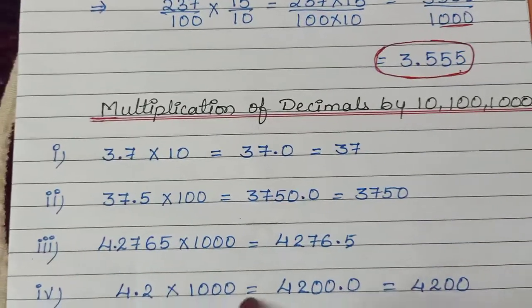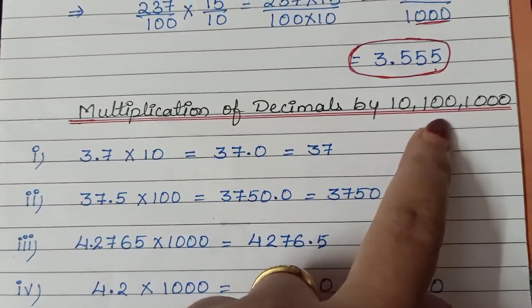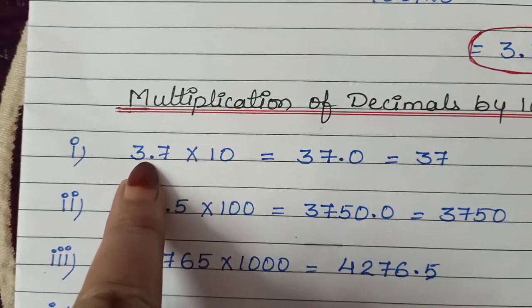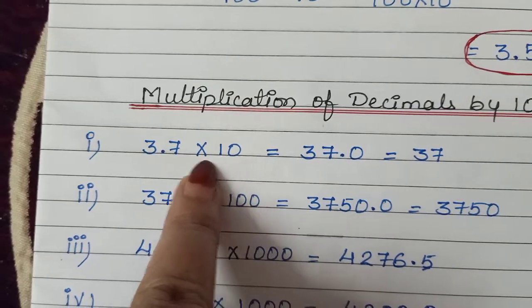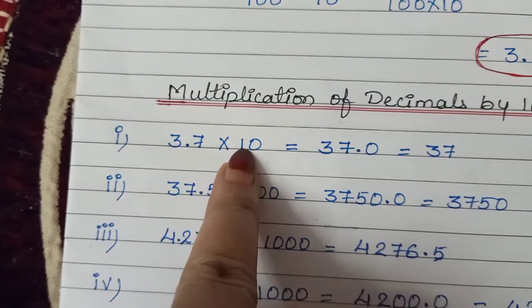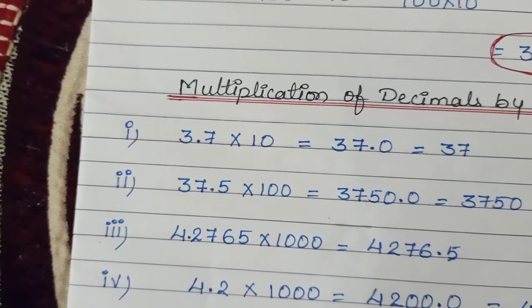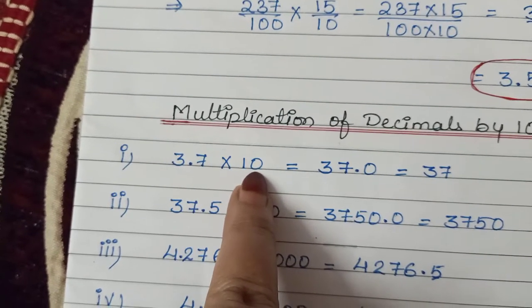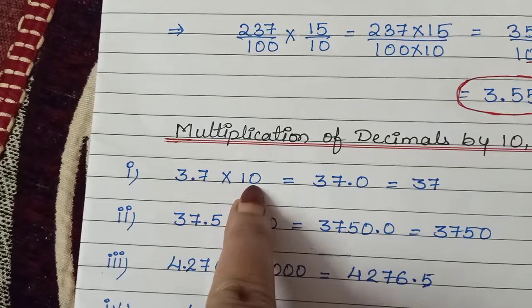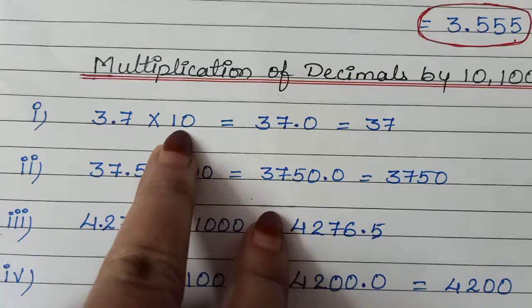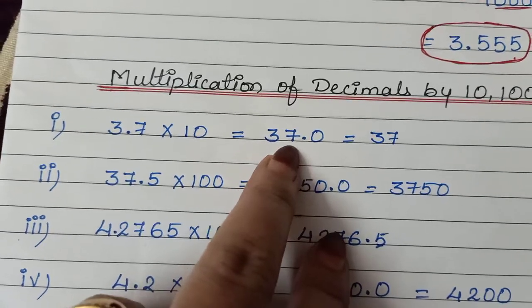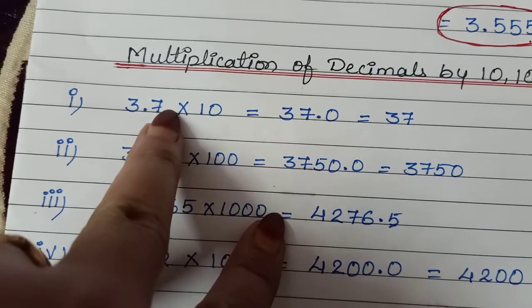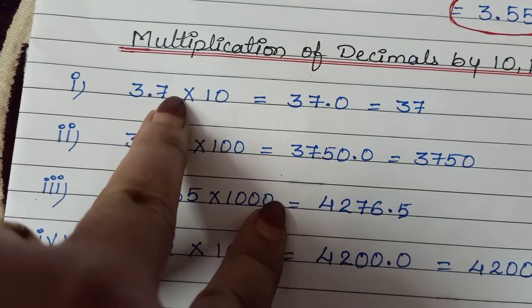Now let's move on to the multiplication of decimals by 10, 100 and 1000. I have taken here various examples. 3.7 into 10. It is very easy to multiply a decimal by 10, 100, 1000, 10,000, etc. We simply count the zeros. Here we have 1 zero. So what we have to do is shift this decimal by 1 digit to the right hand side.